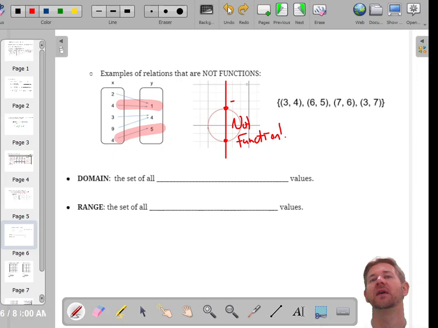And the last one, let's see, why is this not a function? 3 goes to 4 and 3 goes to 7. That can't happen. You can't have two different outputs and be a function, so this one's not a function.